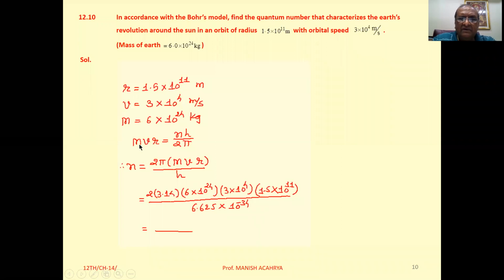Now, as per Bohr's second postulate, the angular momentum in the orbit is an integer multiple of h upon 2π. So we can write mvr, the angular momentum, is nh upon 2π. So n equals 2π × mvr by h. Substitute the values: 2π is 3.14, m is 6 × 10^24, v is 3 × 10^4, r is 1.5 × 10^11, upon h, 6.625 × 10^-34, and solve this one, you will get the orbital quantum number here. Clear to all of you?